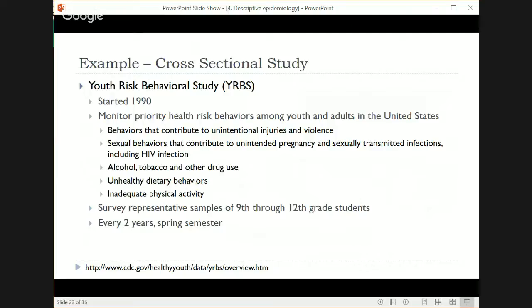The survey is representative samples of 9th through 12th grade students. The survey occurs every 2 years in the spring semester. So this is survey research. And what they're doing is they're going into these schools, they're handing out these surveys, and they're saying, tell me about your alcohol use, tell me about your tobacco use, tell me about your drug use, tell me about your diet, tell me about how often you exercise.